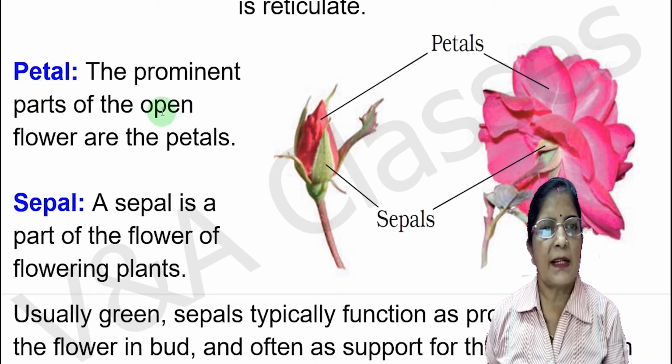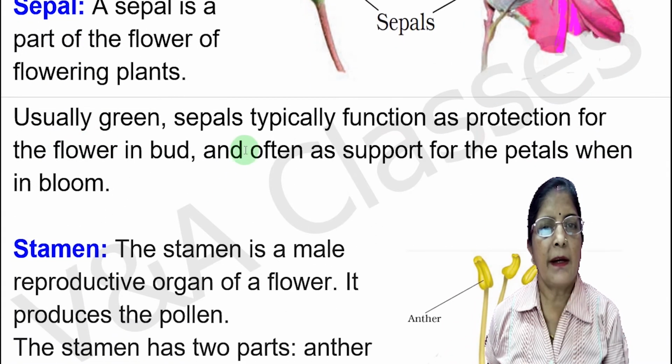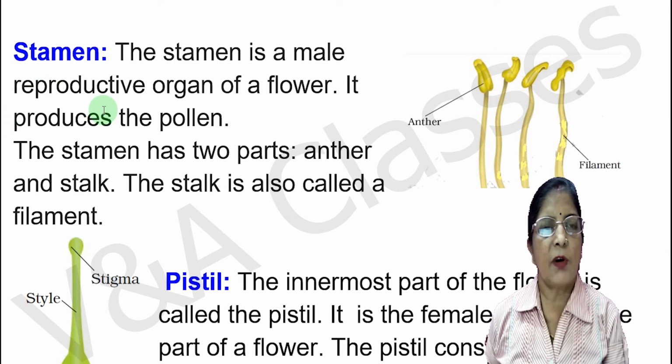Next keyword is petal. The prominent parts of the open flowers are the petals. Next keyword is sepal. A sepal is a part of flower of flowering plants. Usually, green sepals typically function as protection for the flowering bud and often as support for the petals when in bloom.